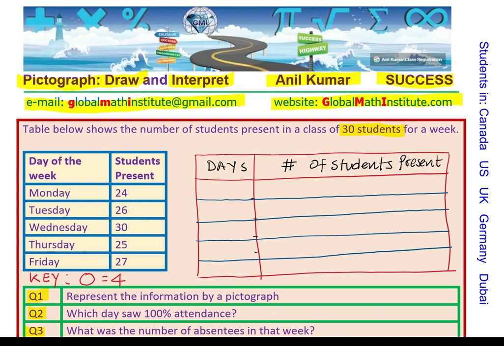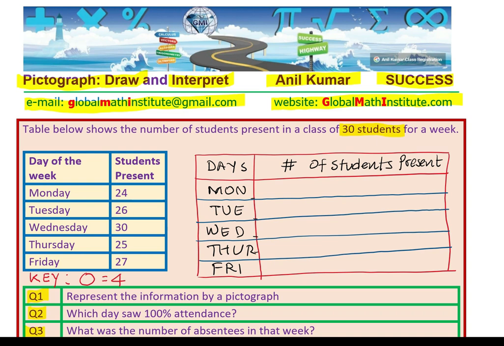Great. So that is for Monday, Tuesday, Wednesday, Thursday, Friday. So draw along with me. Then you can also check your answers. So 24. 24 we will count by fours, correct? So we can, because each circle is 4 for me, so I'll say 4, right?